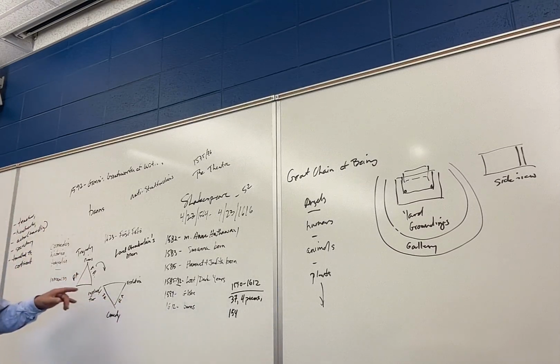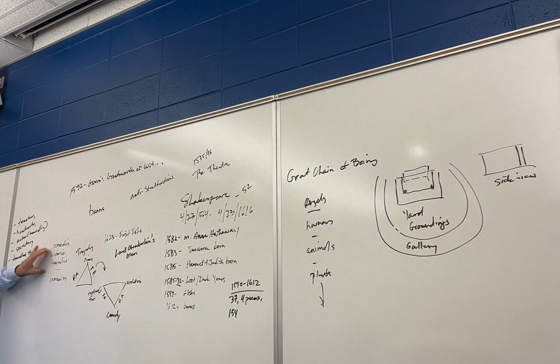Let me come over here. Your book talks about medieval kinds of plays: miracle plays, morality plays, etc. Know what those are, mystery plays. Those are in your book. And then when it gets to Shakespeare specifically, it talks about the three main genres that he writes in: comedies, histories, tragedies.